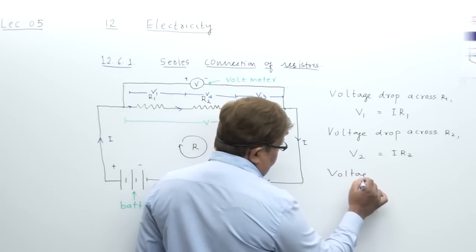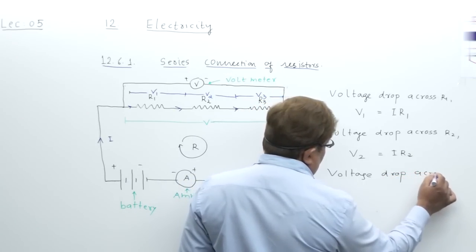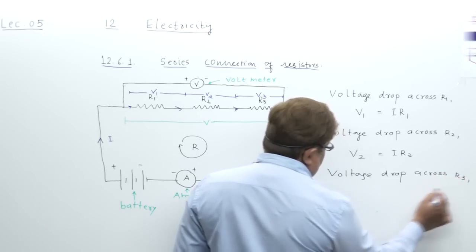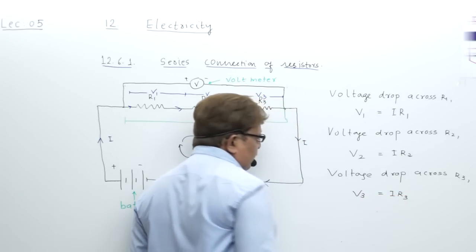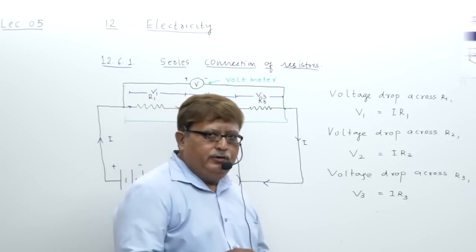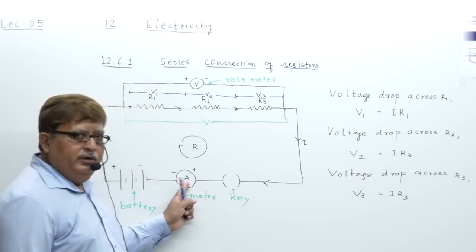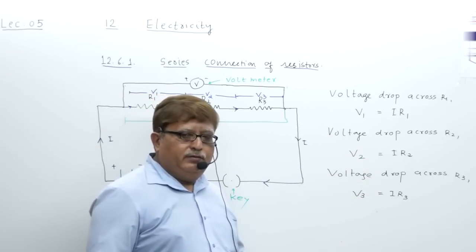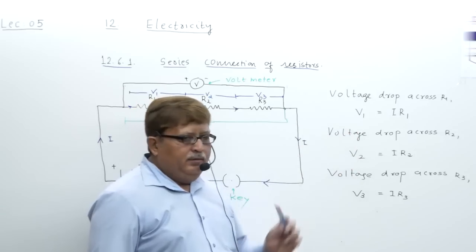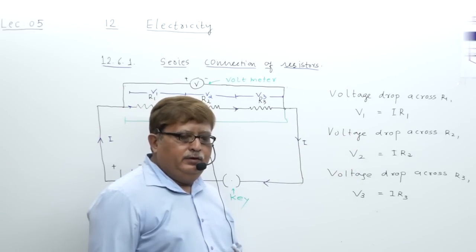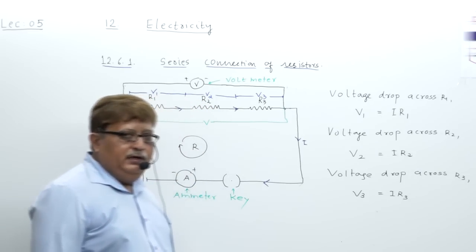Okay, student. Third, voltage drop across R3. You can write with me. What should I write? V3 equal to IR3. I am able to find V1, V2 and V3, because I can get I from the ammeter, and the values of resistors R1, R2, R3 I already know. Understand? So I am able to find V1, V2 and V3 easily by myself.